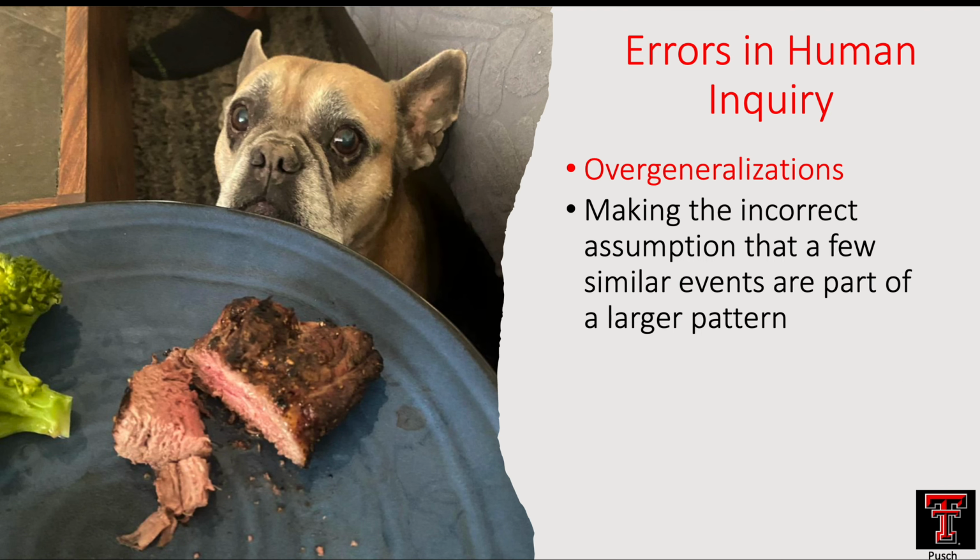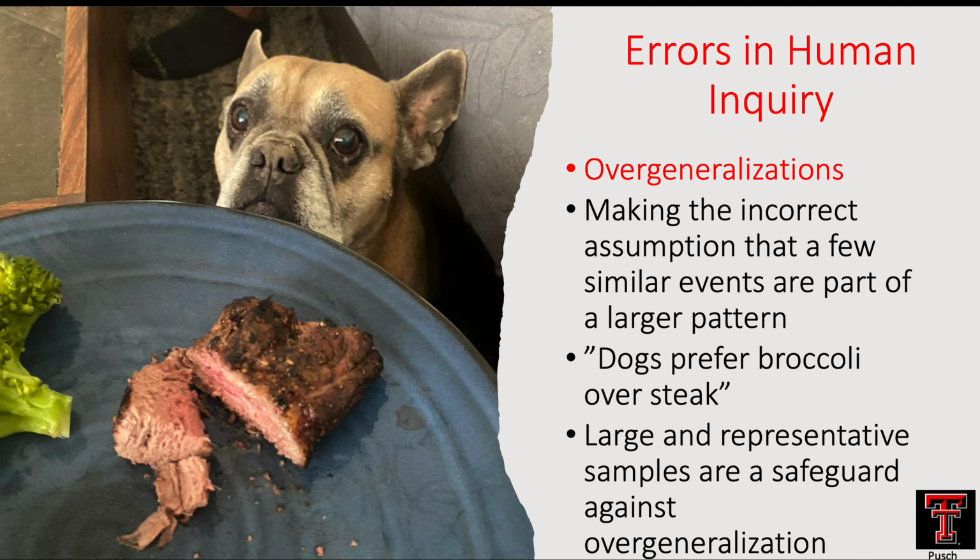Okay, another error in human inquiry is overgeneralizations. This is making the incorrect assumption that a few similar events are part of a larger pattern, so overgeneralizing. So I'm going to use an example here of my dogs. All 3 of them absolutely love broccoli. It's like their favorite food. So if I say that all dogs prefer broccoli over steak, I'm probably making an overgeneralization because a lot of dogs really don't like broccoli, and most of them probably do prefer steak. So one way of guarding against this is to have large and representative samples that are a safeguard against overgeneralizations.